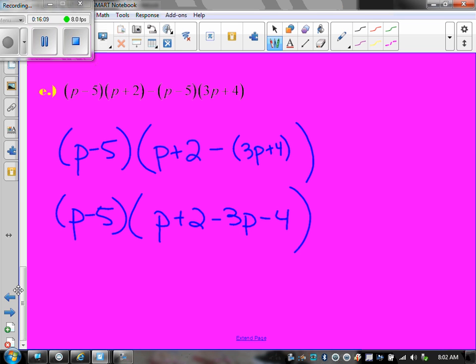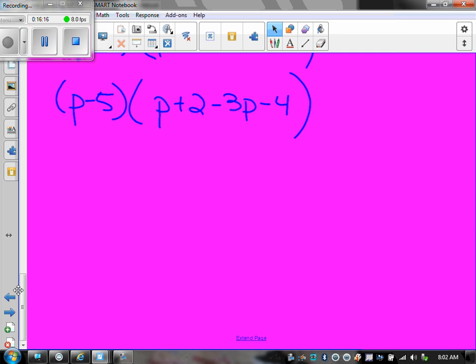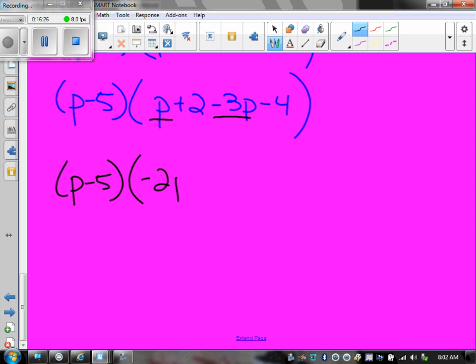Would you leave your answer like that? No. What can you do? Just combine like terms for me. If you haven't, do it please. One p minus 3p is negative 2p. 2 minus 4 is negative 2. It's not your final answer yet. Look at it. I've got extra p's. Extra p's where? Well, we can just distribute it, right?